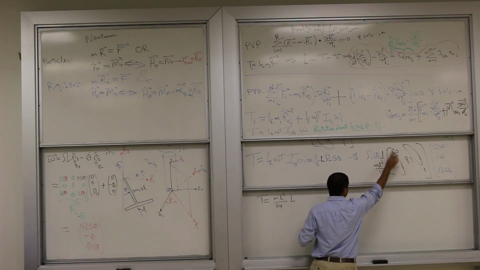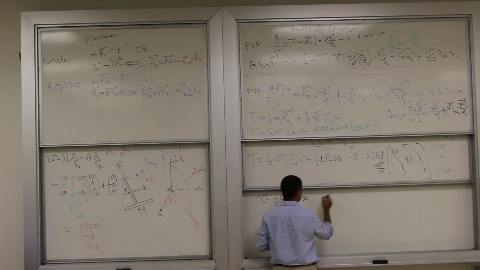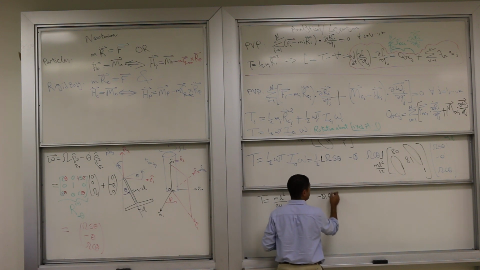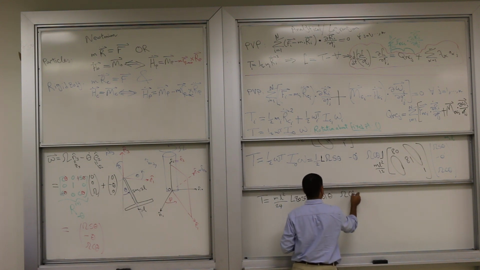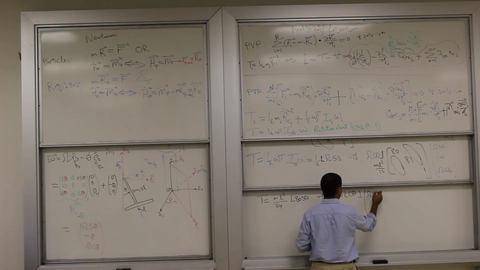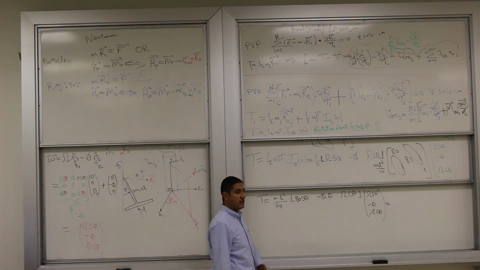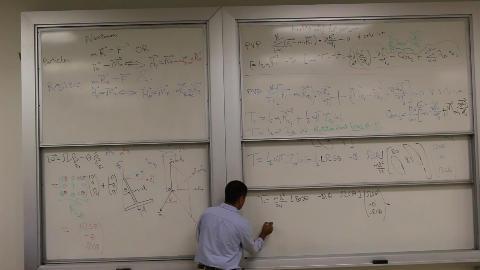Actually, it's very easy because it's diagonal. So 8/3 times the first, 8/1 times the second, and 1 times the last. This is very easy. And this is times your omega sine theta, negative theta dot, omega cosine theta. The rest is simply multiplying a row times a column. So this is ml squared over 24.